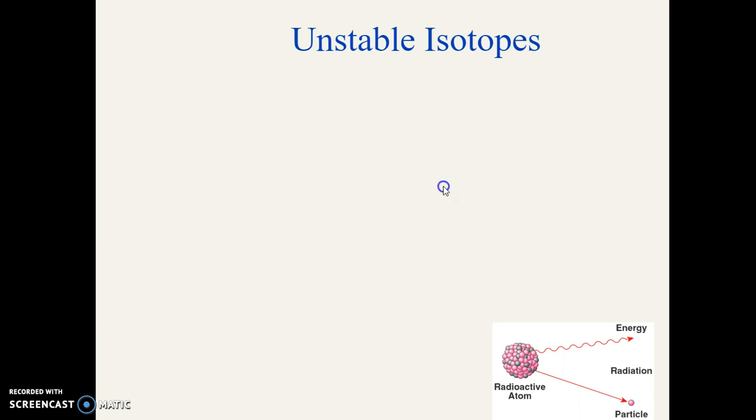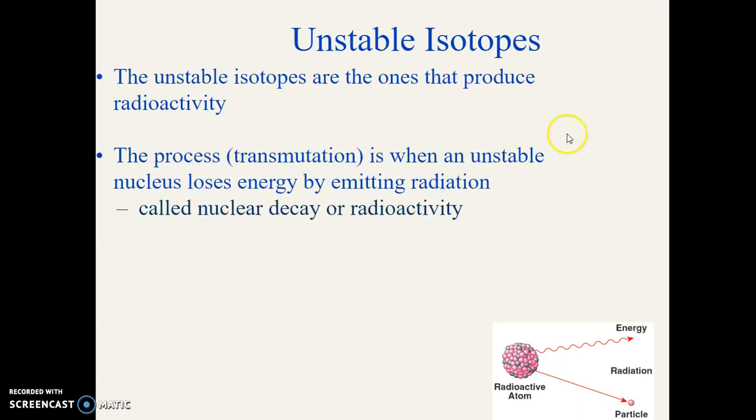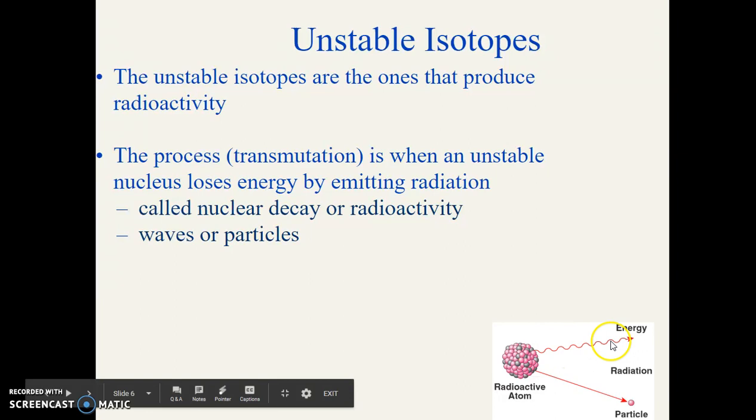It's unstable. So what makes something unstable? An unstable isotope or an unstable nucleus is one that produces radioactivity. Stable nuclei will not give off radiation. That transmutation process happens when an unstable nucleus loses energy by emitting radiation. This is called nuclear decay or radioactivity, and it can give out the radiation in the form of waves or particles. Down here, it can give it out in the form of waves, which are called gamma rays. And then it can give it out in particles, which are the alpha particles or the beta particles.